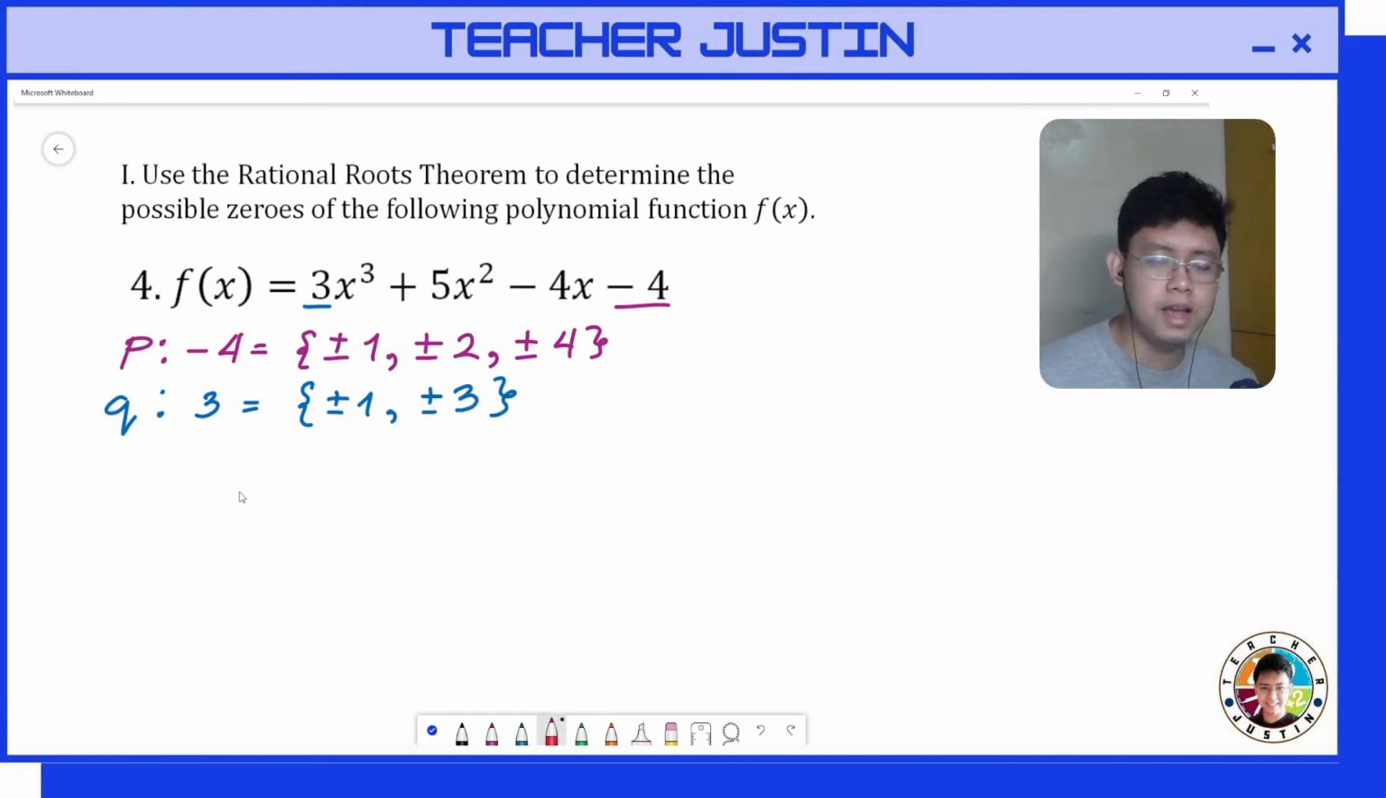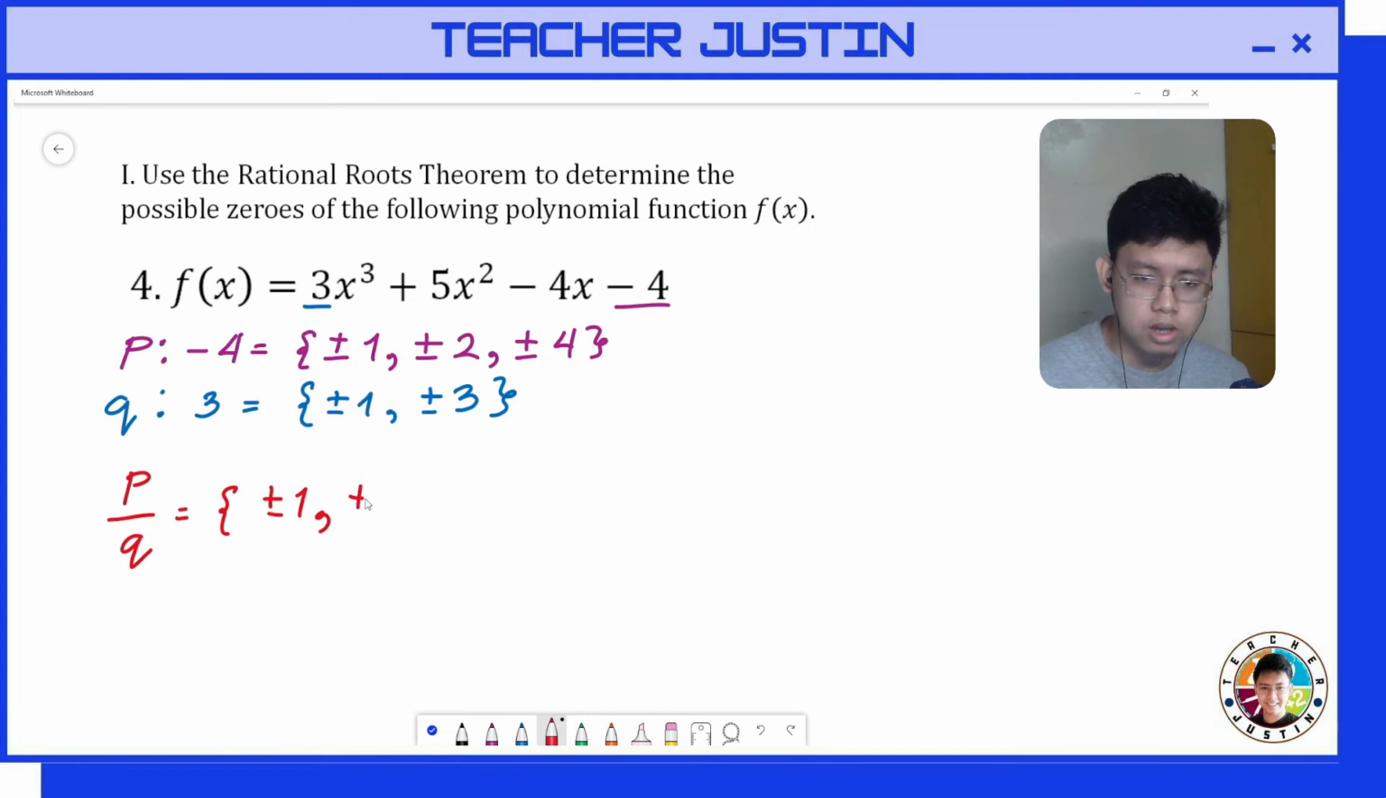After getting the factors of p and q, we will now proceed to getting our possible zeros, which will be the quotient of p and q. So let's divide our factors for p and factors for q. So starting with 1 divided by 1, that will give us positive negative 1. 2 divided by 1, that will give us positive negative 2. Next, 4 divided by 1, that will give us positive negative 4.